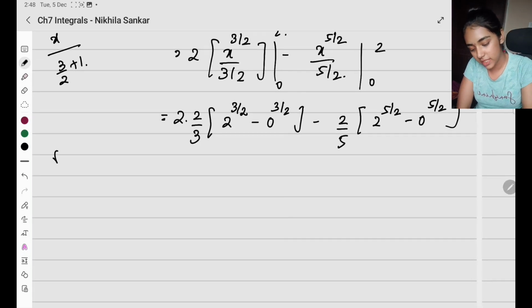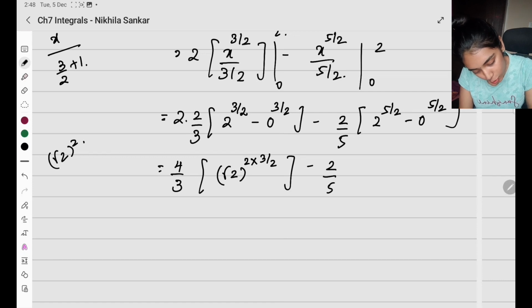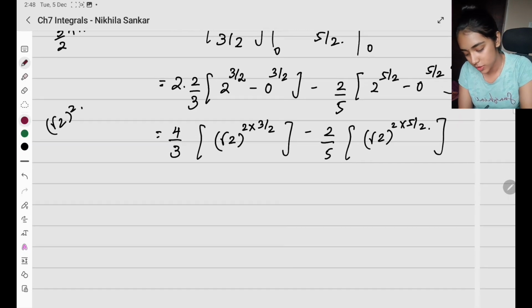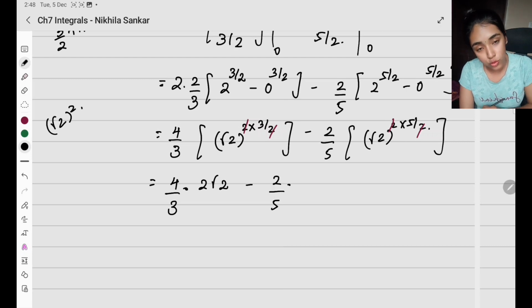So now how can we write 2? Can we write it as root 2 the whole square? So that I am going to do. So 4 by 3 times root 2 the whole square times 3 by 2 minus 2 by 5 times root 2 the whole square times 5 divided by 2. So the 2 and the 2 gets cancelled. I'll be left with 4 by 3 times root 2 the whole cube, which is going to be 2 root 2, minus 2 by 5 times root 2 the whole power 5.